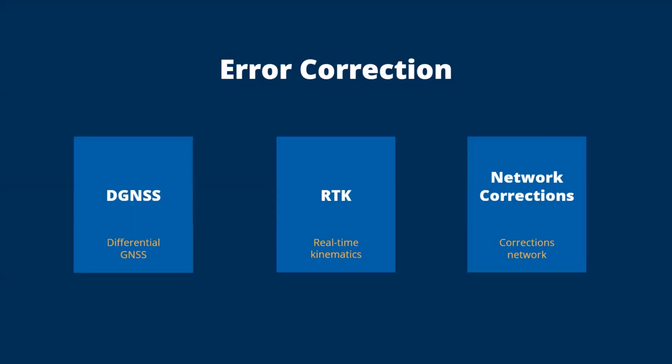Getting now into the error correction side of things. The magic with GNSS is really this error correction. Each one of the error sources I talked about really has the potential to introduce 1 to 2 meters of error if it's really bad.